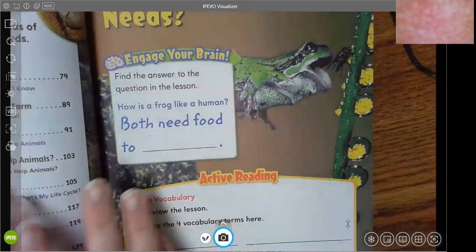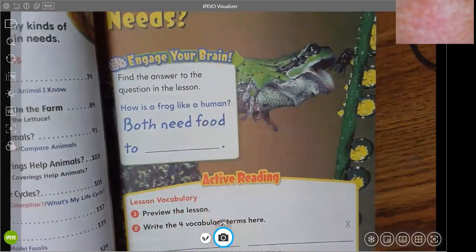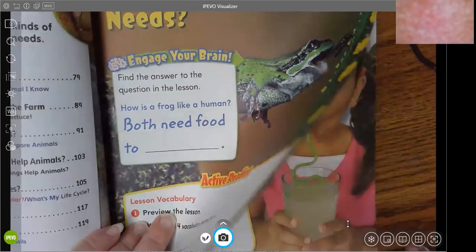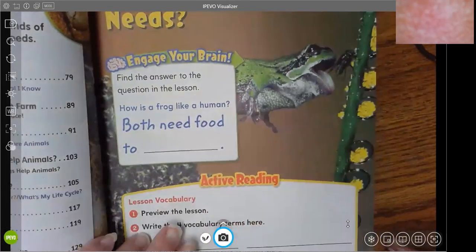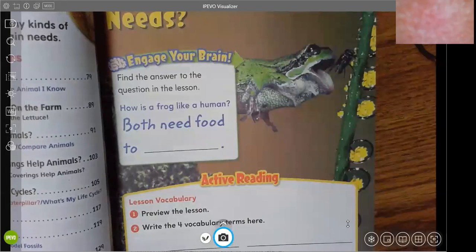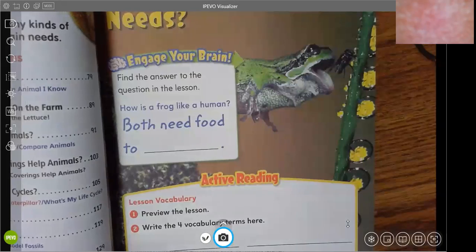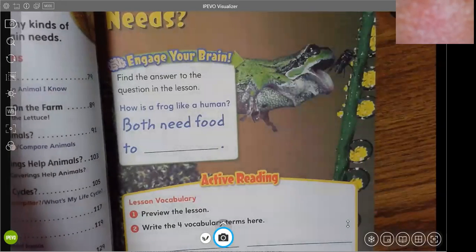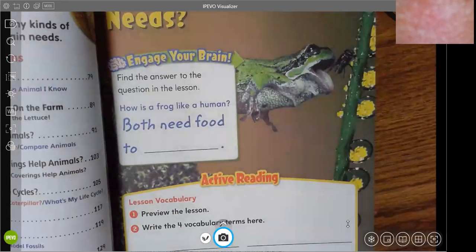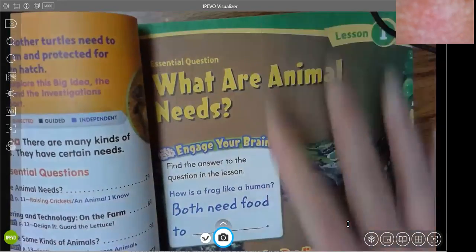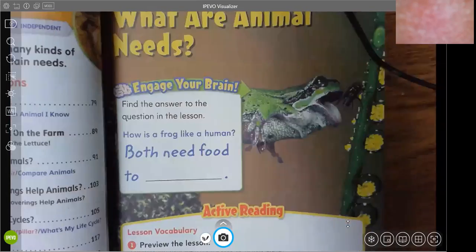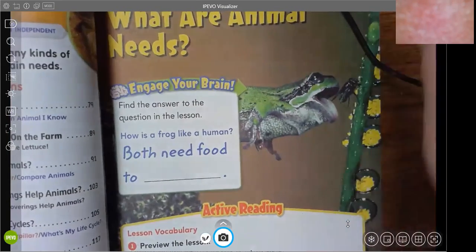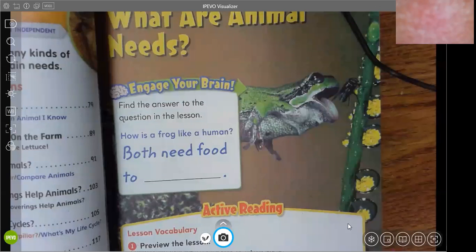And what I want you to do is look through pages 79 through 85, and find the vocabulary words that you're going to need for this list. So go ahead and pause the video right now and take your time and try to find those vocabulary words that we're going to need for this lesson.